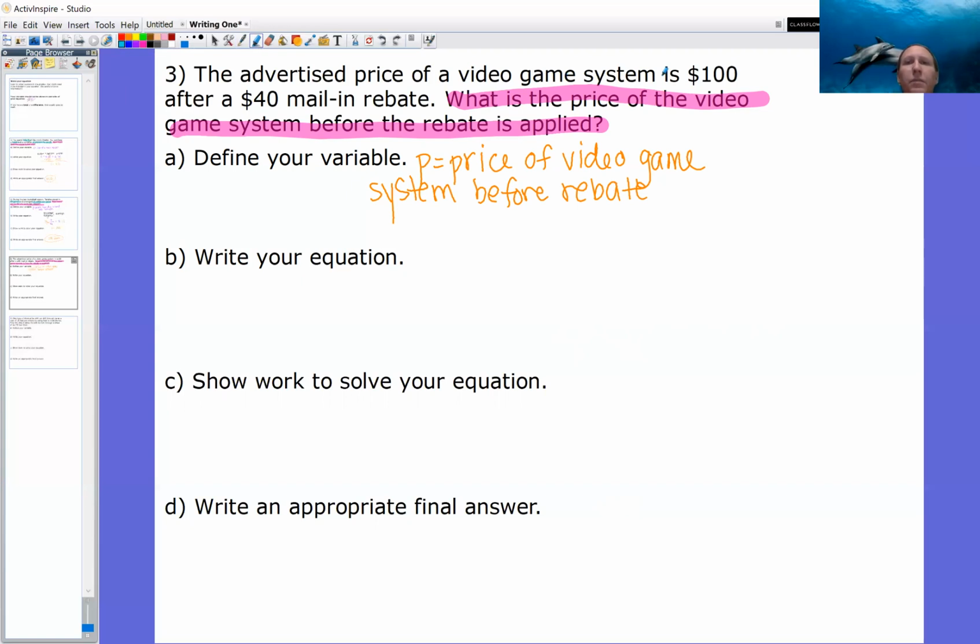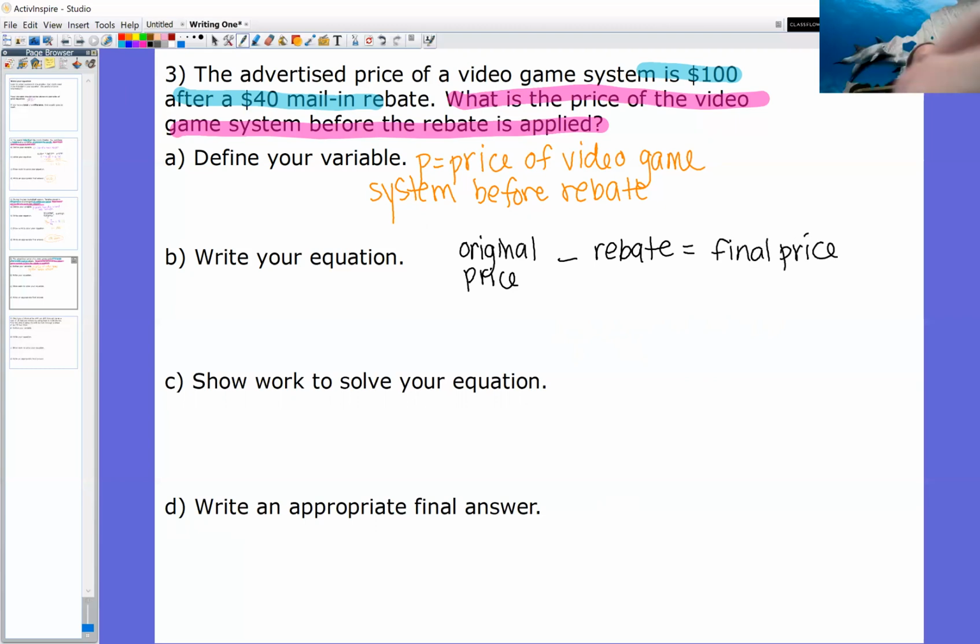Okay, we have the video game system is $100 after a $40 mail-in rebate. Okay, so what's going to happen here is we're going to take that original price. We are going to subtract that rebate, and then that's going to give you your final price. So now in terms of the pieces in this equation, the original price is what we don't know. That would be P, which is the price of the video game system before the rebate. We're going to subtract the rebate, which is 40, and the final price was $100.